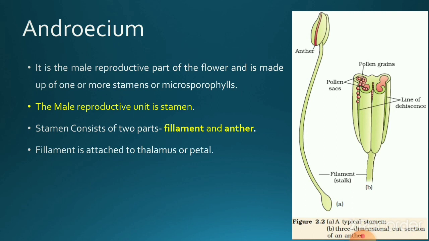Stamen consists of two main parts, that is filament and anther. The long tubular part through which anthers are attached to the thalamus of the flower is called the filament, and the upper bilobed structure is called the anther.